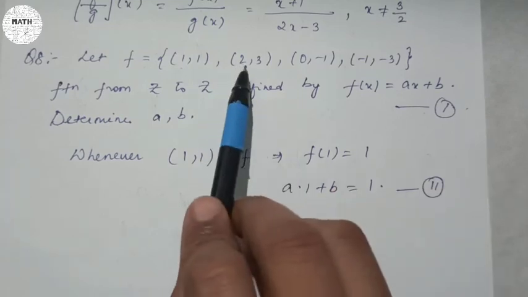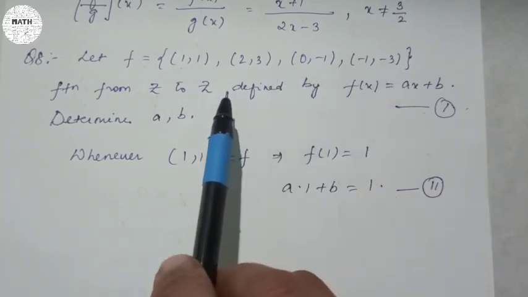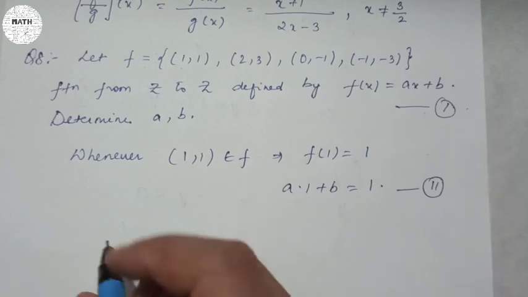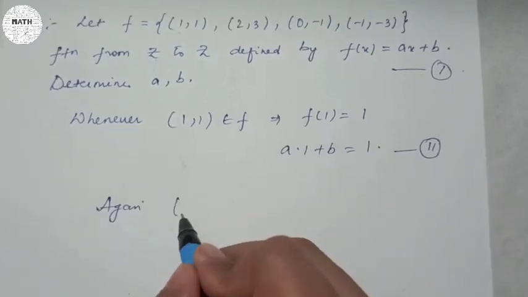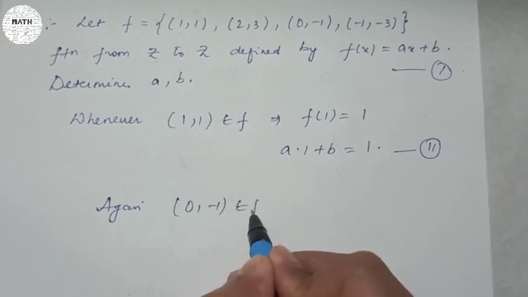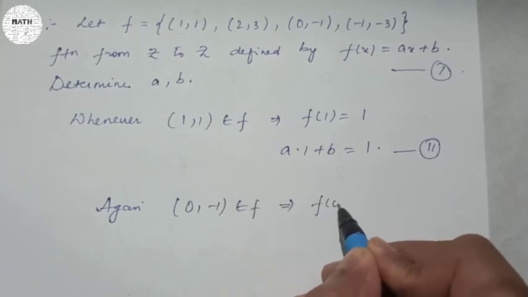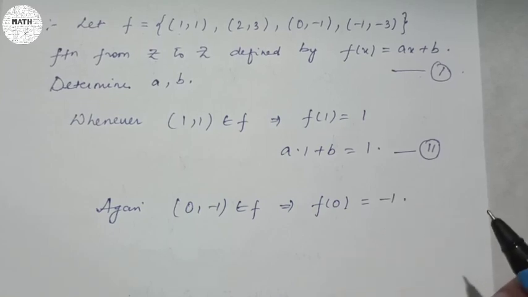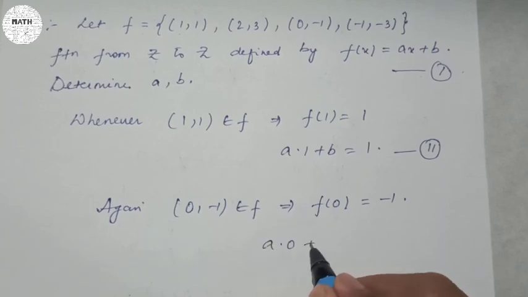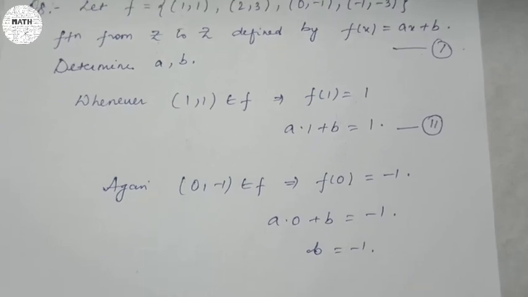As I said, you can take any of your elements. So let me just try to take the third element. Okay, again, now if I say, it will be again (0, -1) belongs to f, implies f of 0 is equal to minus 1. So similarly, from equation number 1, that will be how much? a into 0 plus b is equal to minus 1. So b will be equal to minus 1.